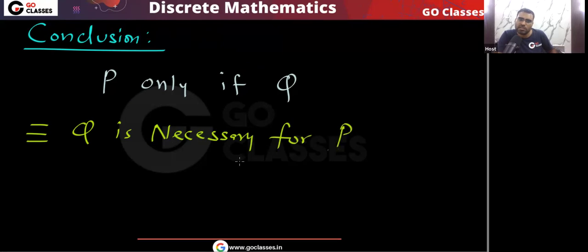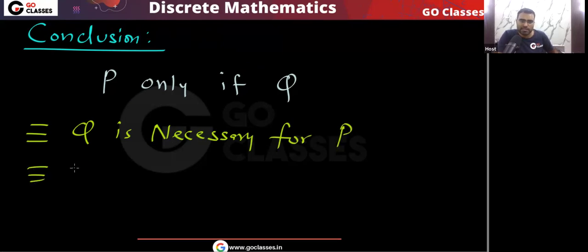Okay. You will write like this, that it is same as P implies Q. But I want to tell you one thing, that in future, if you forget how to write this, P implies Q or Q implies P, then what you need to remember? Remember that this simply means P only if Q, which means Q is necessary for P. Yes or no? This simply means Q is necessary for P.